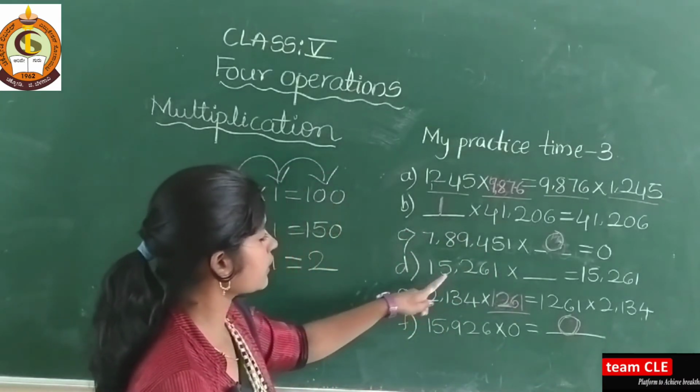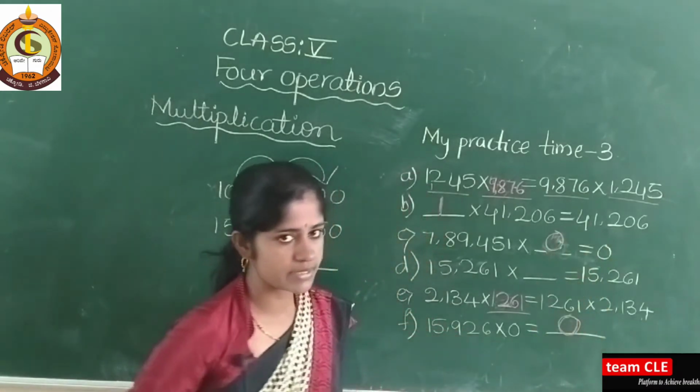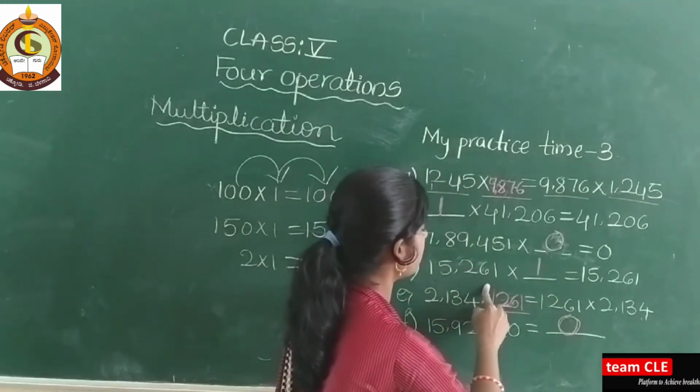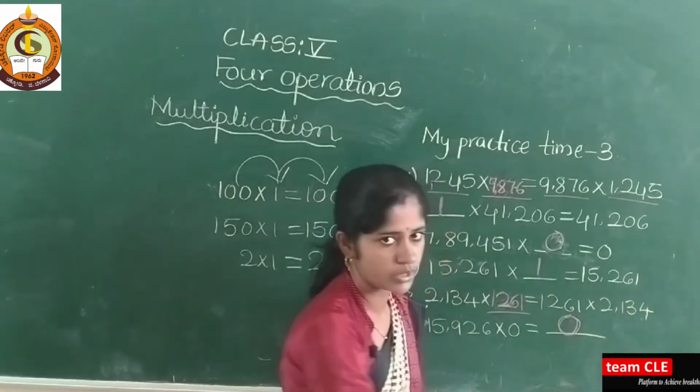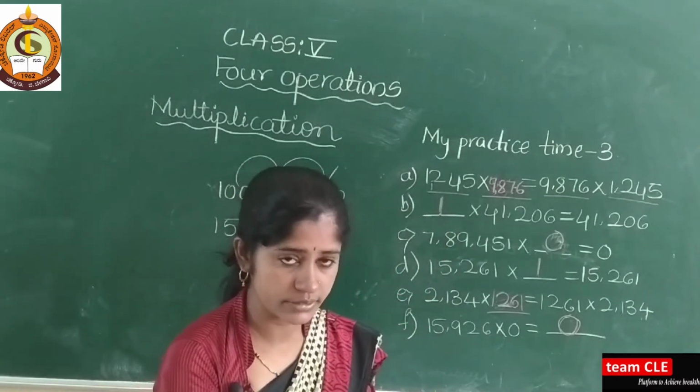Next here, 15,261 is there, and here I got the same answer, so what do I have to write here? 1. So 15,261 ones are 15,261.